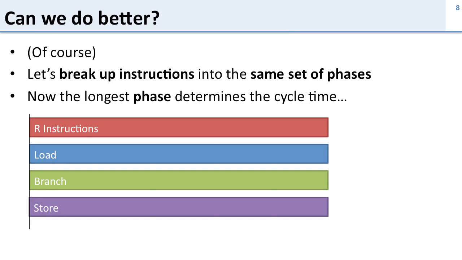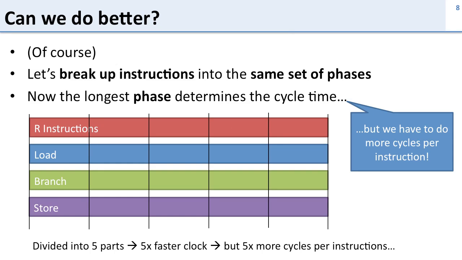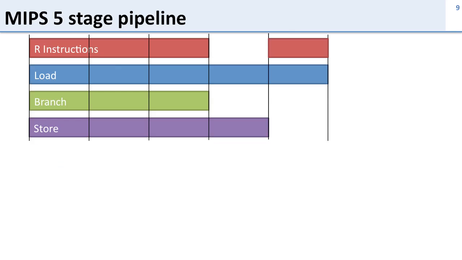Here are some of our MIPS instruction types, and we're going to divide them all up into 5 cycles. So the longest phase now determines the cycle time, but we have more cycles per instruction. So we haven't come out ahead here. We've divided instructions into 5 parts, so we can run a clock that's 5 times faster, but we have 5 times more cycles per instruction. So we're not winning. What's going on here?